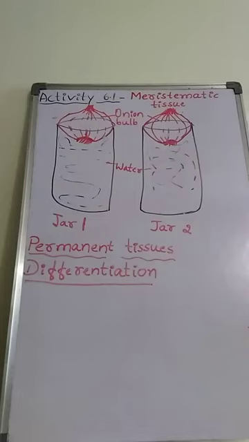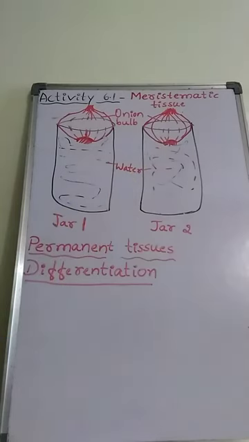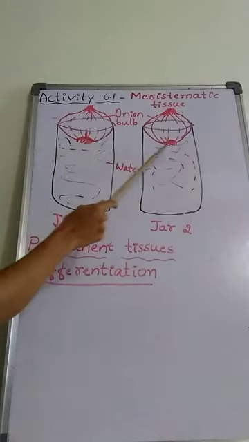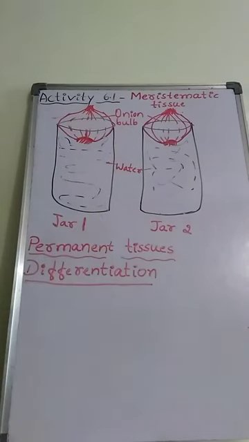After placing this, observe the growth of the roots in both the onion bulbs for a few days. Keep this setup aside and observe the growth of roots from both the onion bulbs for a few days.